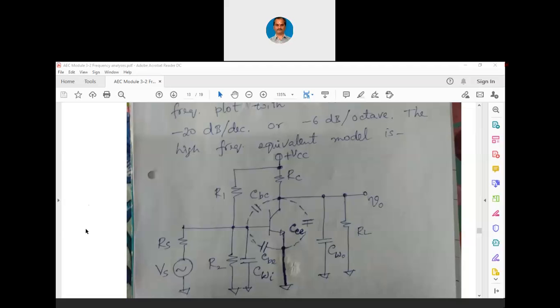Next, coming to collector to emitter, even though there are no direct junctions, still there are two junctions. That means base to collector is reverse biased, base to emitter is forward biased. So, the net effect of those two junctions will have its own parasitic capacitance. So, that we have shown here as CCE.